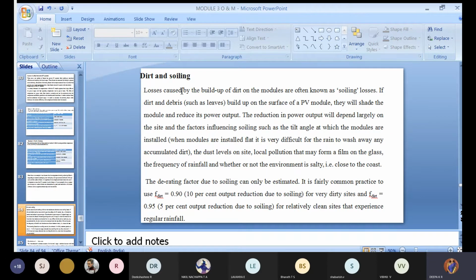I can read that. Losses caused by the buildup of dirt on the modules are often known as soiling losses. So in the first module only we have discussed what all the things can be accumulated. Here they've given dirt and debris that can cover the surface of a PV module. Leaves mean definitely they will shade. Dirt means it will accumulate, which is not visible, but still that will reduce the output of a system.